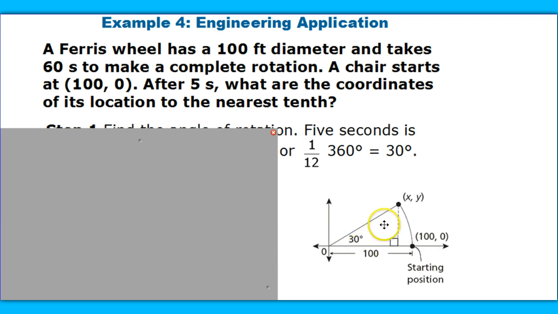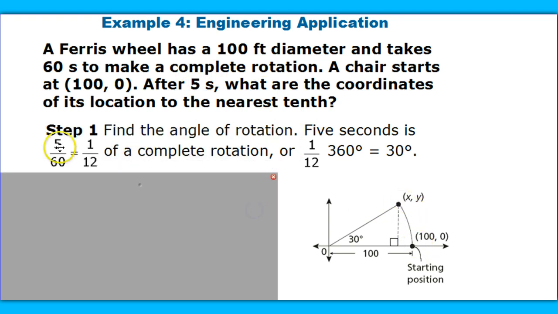Anyway, how did they get this 30-degree angle? Well, it states that it takes 60 seconds to make a complete rotation, and we're wondering where this chair is after 5 seconds. So 5 seconds out of the 60 is 1/12 of a complete 360 degrees. 1/12 of 360 degrees gives you 30 degrees. So that's where they get this angle, 30 degrees.